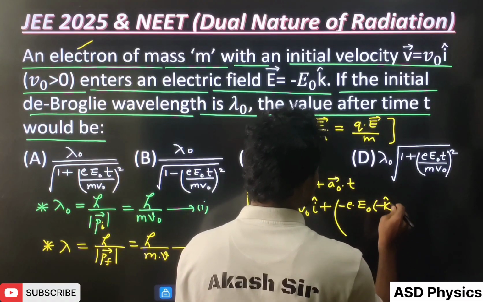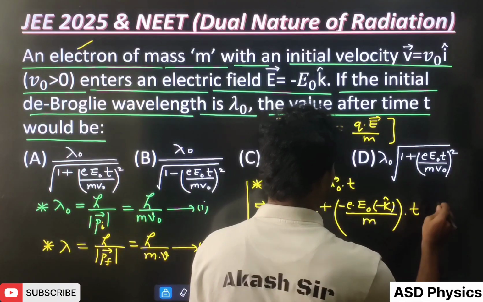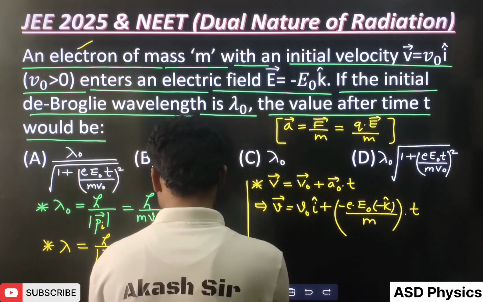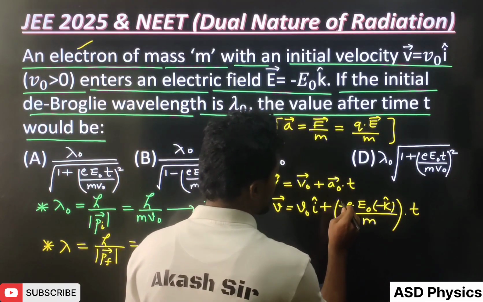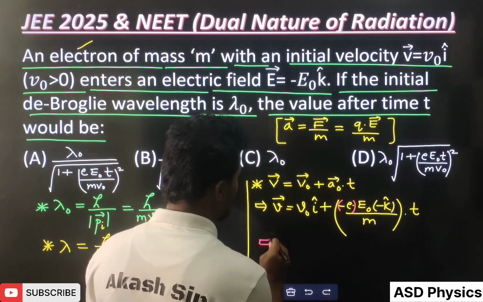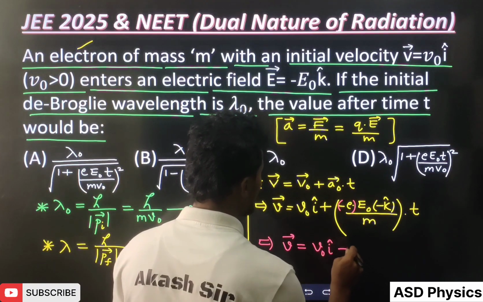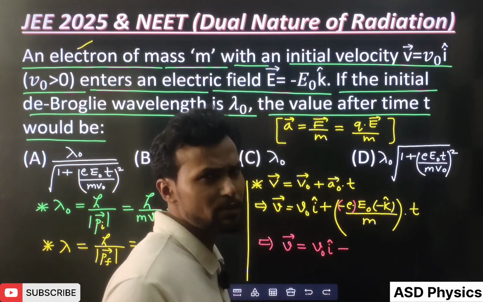Okay, minus I will adjust here. And after that, what is given here? M into t. Again I am telling you, the electron is having which charge? Negative charge here, see here, minus E is there. So after that what we can write here, kindly see here, vector v equal to, it will become v naught i cap, minus minus will become anyhow plus.